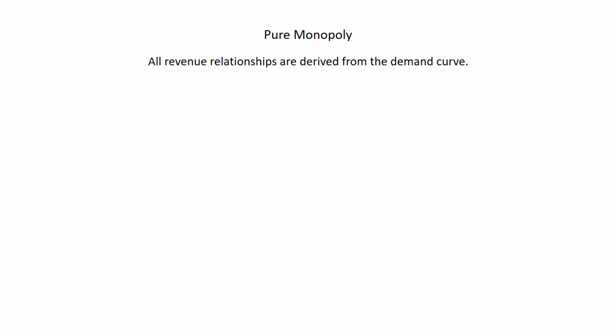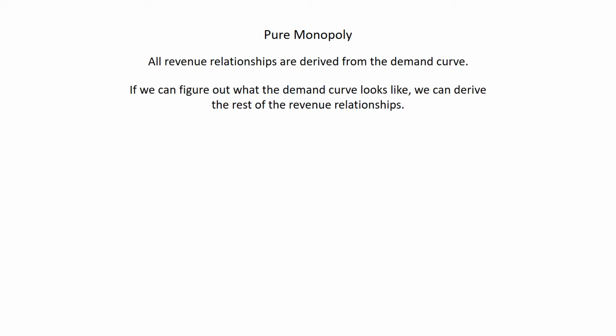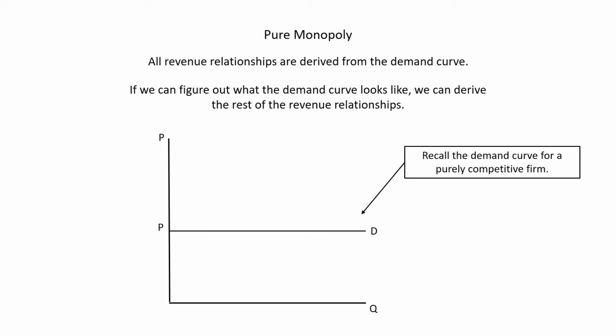You may remember the basic principle that all revenue relationships are derived from the demand curve. If we can figure out what the demand curve looks like, we can derive the rest of the revenue relationships. All we need to do here is to figure out its slope. Recall that the demand curve for the purely competitive firm is perfectly elastic, a horizontal line, emerging from the vertical axis at the market price. But why was it perfectly elastic? Because the industry was comprised of many sellers producing a homogeneous product, there was a virtually infinite availability of perfect substitutes.